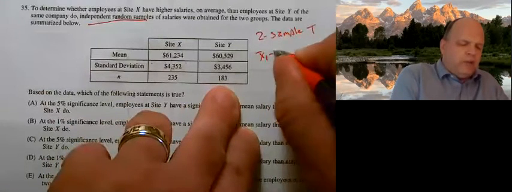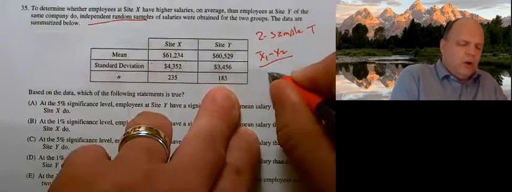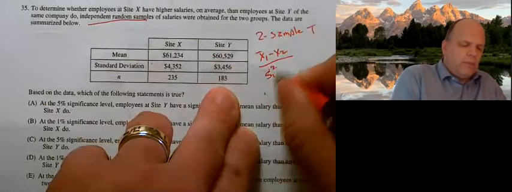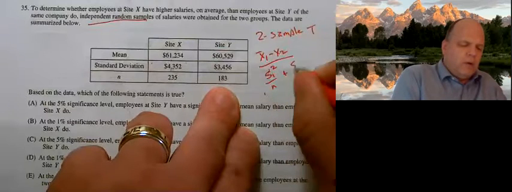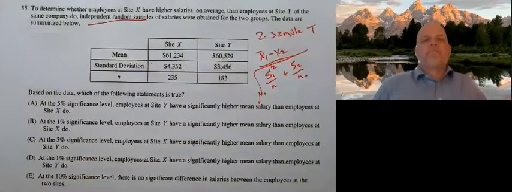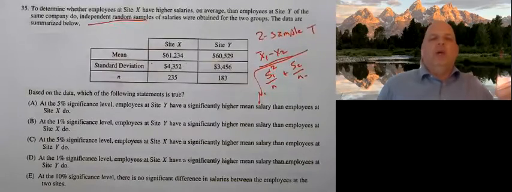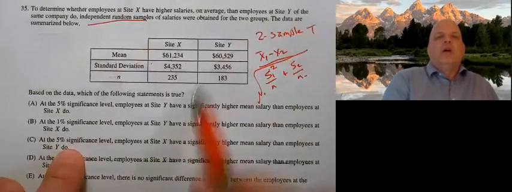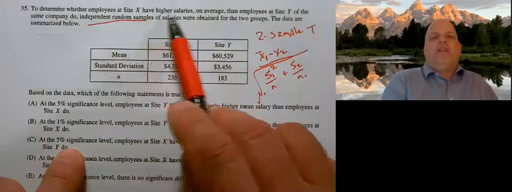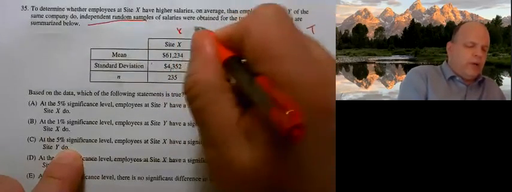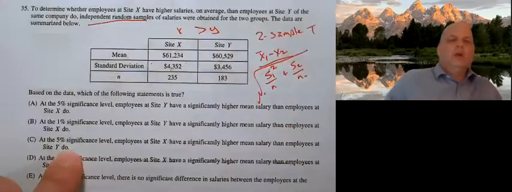X bar 1 minus X bar 2 over something like that. Now I can plug this directly into the calculator, and that's what I'm going to do. And they want to know whether site X have higher salaries than site Y. And it's going to be really important because we're going to be going X is greater than Y when we do this. So here we go.